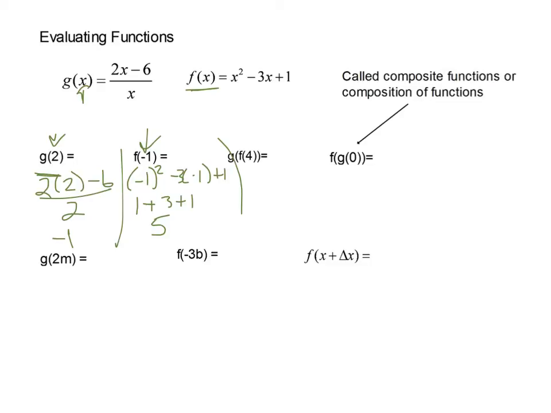Now I'm going to do this one down here at the bottom with g next. That says take g, and instead of x, you're going to put in 2m. So anywhere you see x, you're going to put a 2m. You're taking that g, and you're just changing the x to a 2m, so it looks like that. So now I get 4m minus 6 over 2m.